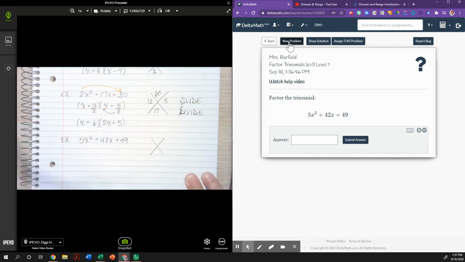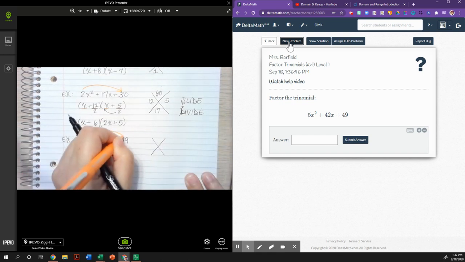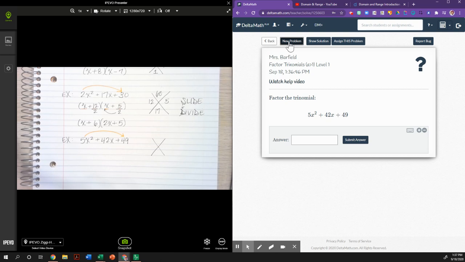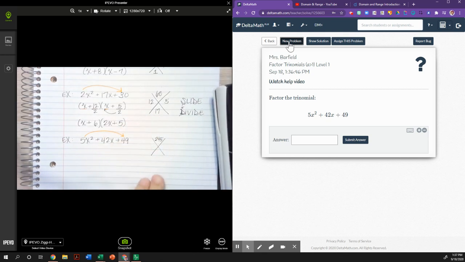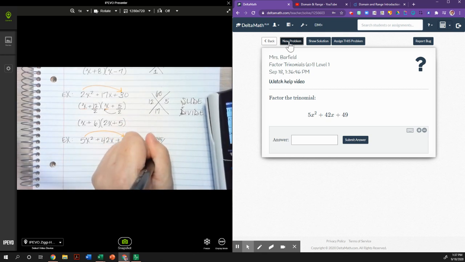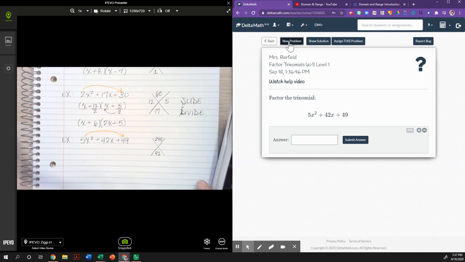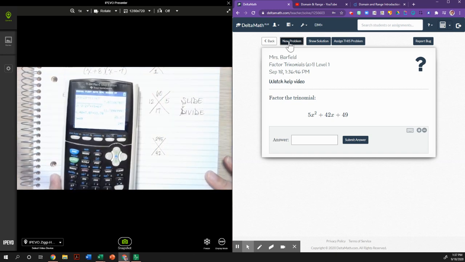All right. So, draw my X puzzle. I'm going to do 5 times 49. So, 5 times 49, I get 245. Then I'm going to put 42 down at the bottom.